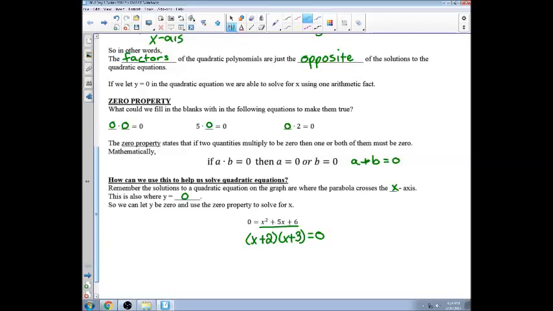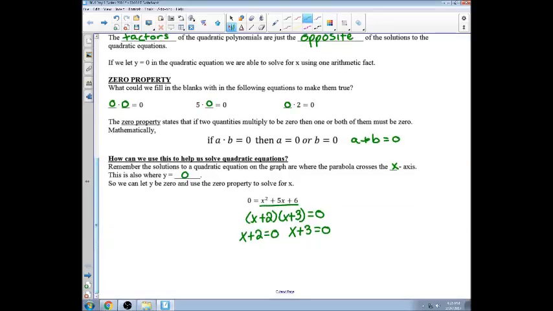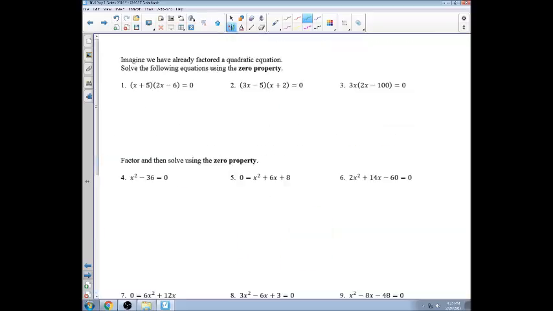From here, because x plus 2 is multiplied by x plus 3, if we look back at the zero property, either one of the two must be 0, and at the same time, both of them could be 0. So in order to solve for x, we're just going to set each one of these equal to 0, and solve. To solve the first one, x plus 2 equals 0, I would have to subtract 2 from both sides. So x would equal negative 2. To solve x plus 3 equals 0, I'd have to subtract 3 from both sides. So x would equal negative 3. All right. Let's go ahead and move on.